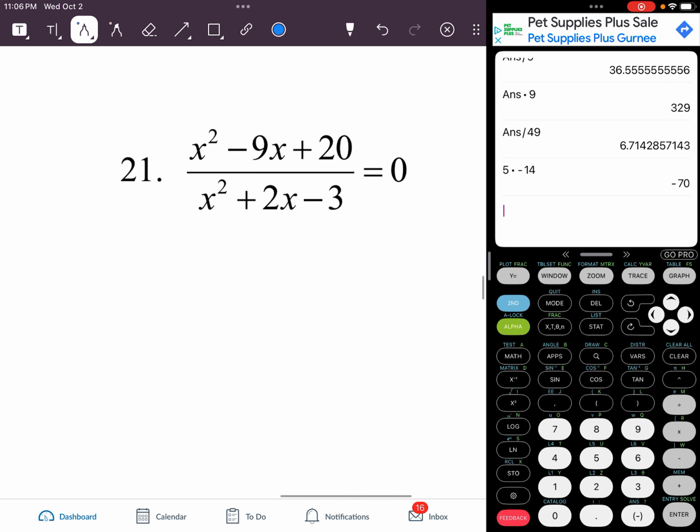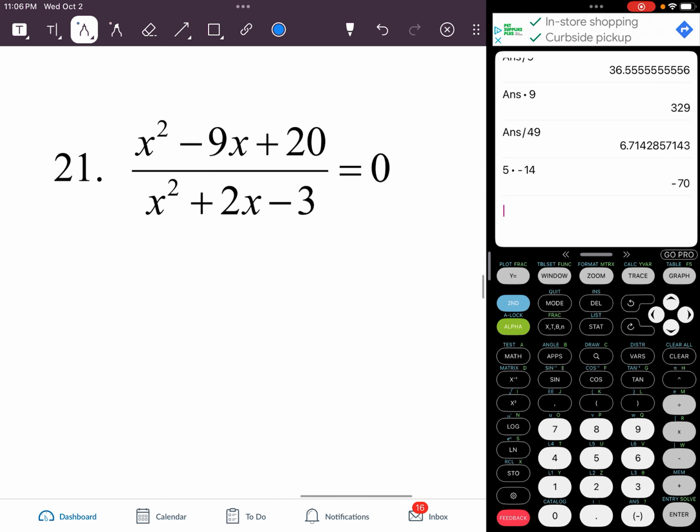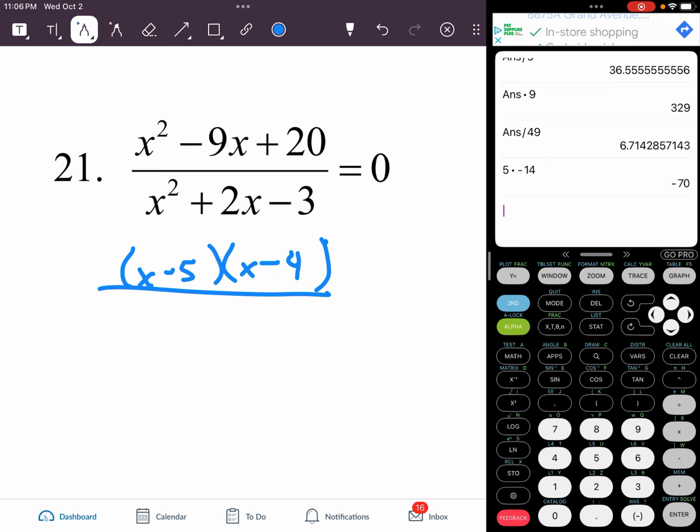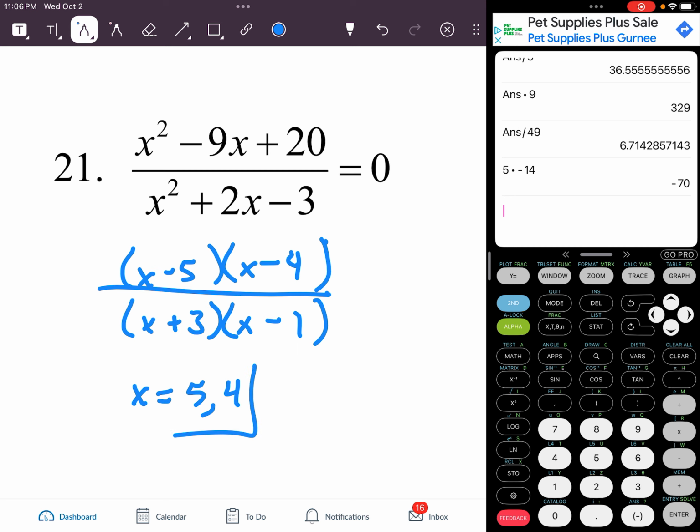Last one of these. Again, we're factoring. Two numbers that multiply to be 20 but add to be negative 9 would be negative 5 and negative 4. On the bottom, in the denominator, two numbers that multiply to be negative 3 and add up to be positive 2 would be positive 3 and negative 1. Again, nothing cancels, so we're just solving the tops. So x will equal 5 and 4.